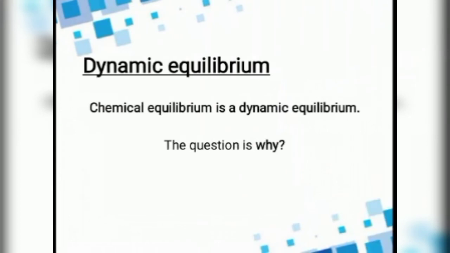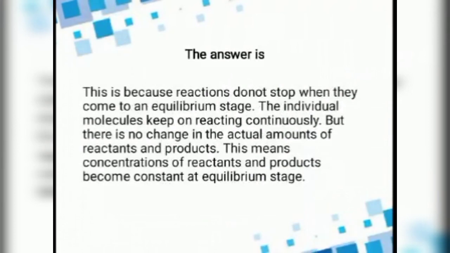Now, you keep in your mind that chemical equilibrium is a dynamic equilibrium. Why? Anybody guesses? Okay. This is because reactions do not stop when they come to an equilibrium stage. The individual molecules keep on reacting continuously. But there is no change in the actual amounts of the reactants and the products. This means the concentrations of reactants and the products become constant at the equilibrium stage.